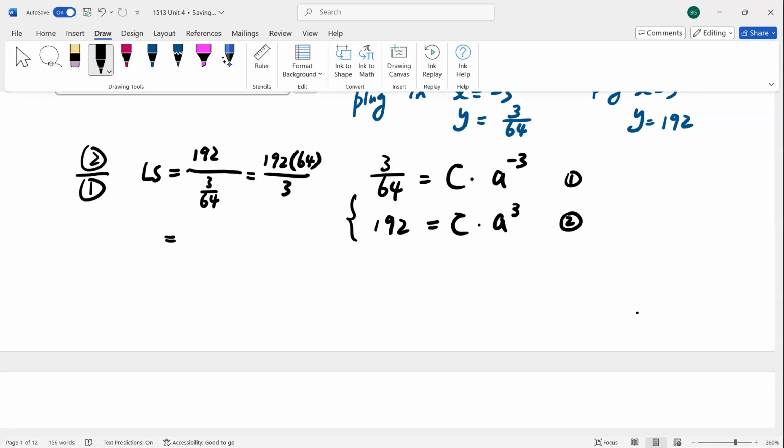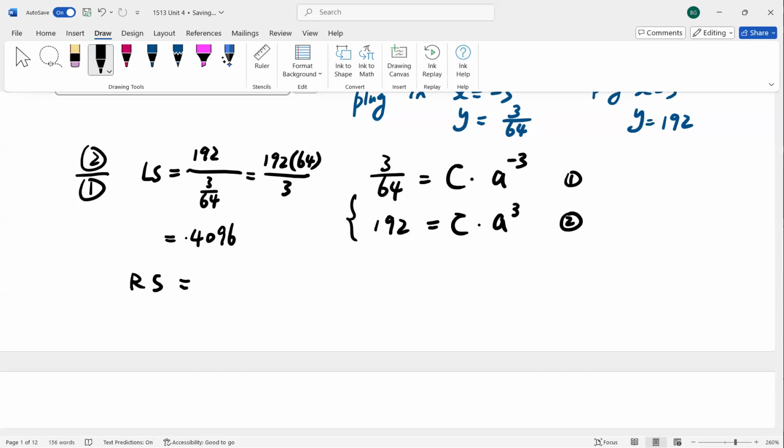192 divided by 3 gives, I'm going to do this on a scientific calculator. Let me grab a calculator. So 192 divided by 3 is 64. So 64 times 64 is 4,096. That's the left side. And what happened to the right side?